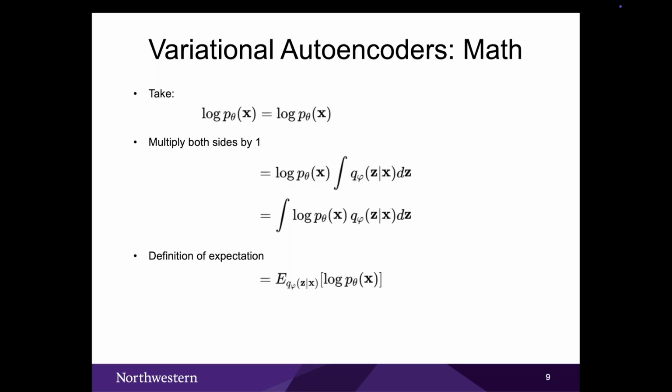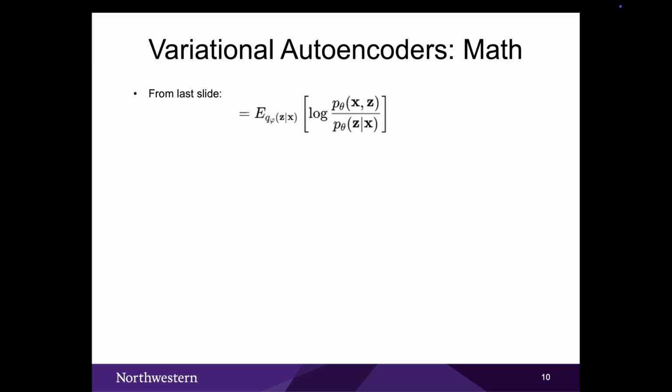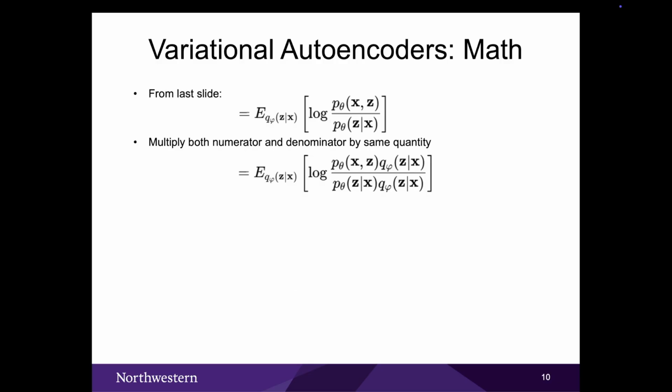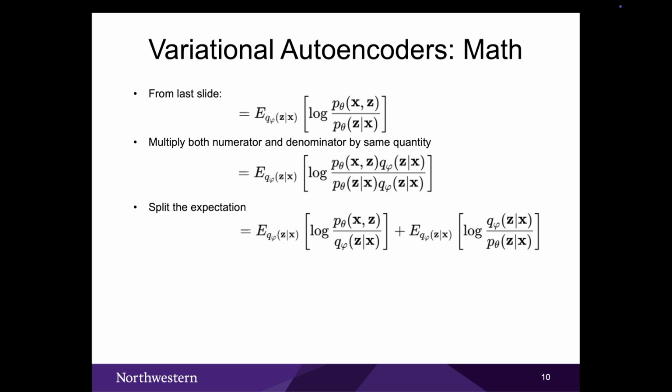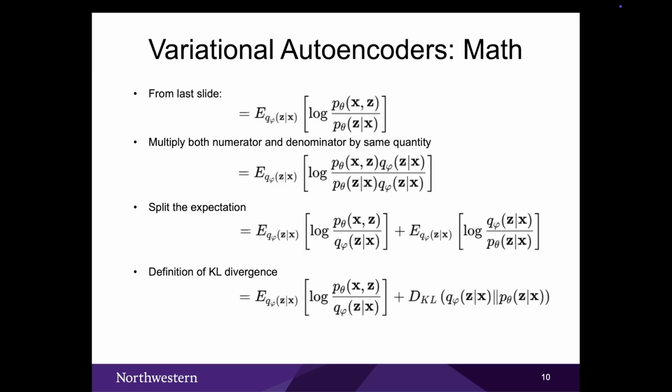approximate PDF. We can apply Bayes' theorem once again to the value inside of our expectation like we saw on the previous slide. And then picking up from the last slide, we can multiply both the numerator and denominator by the same quantity. And then because this can be rewritten as the expectation of the sum of two logs, we can separate them into two separate expectations.